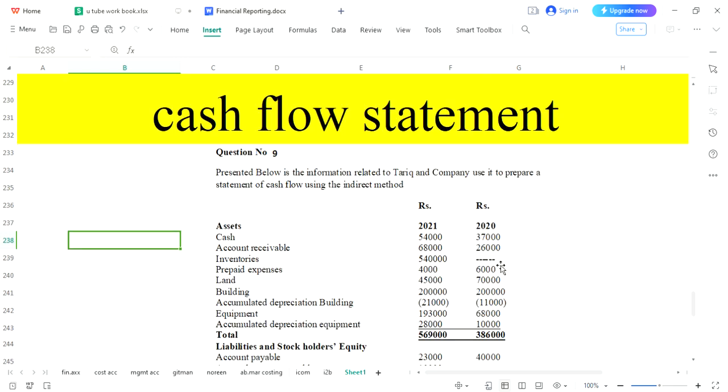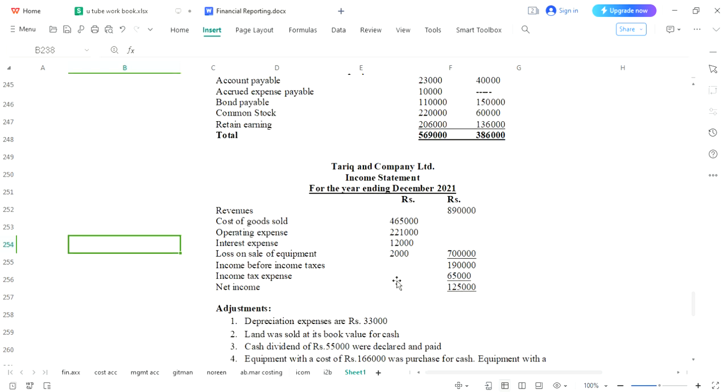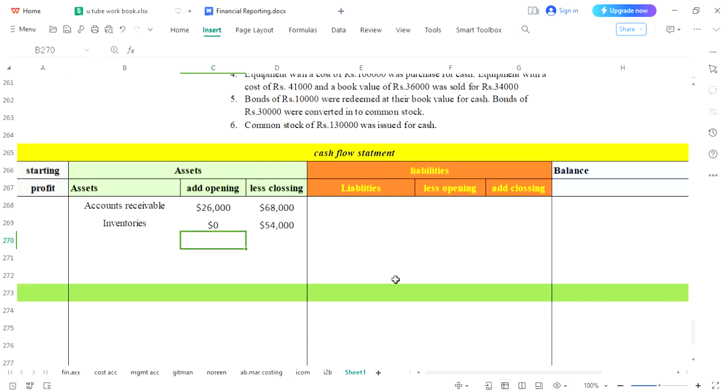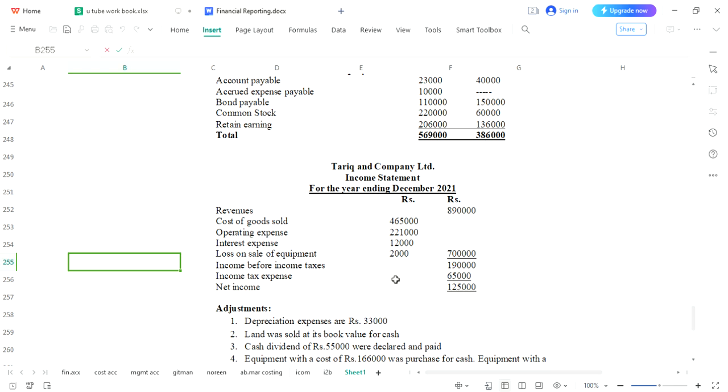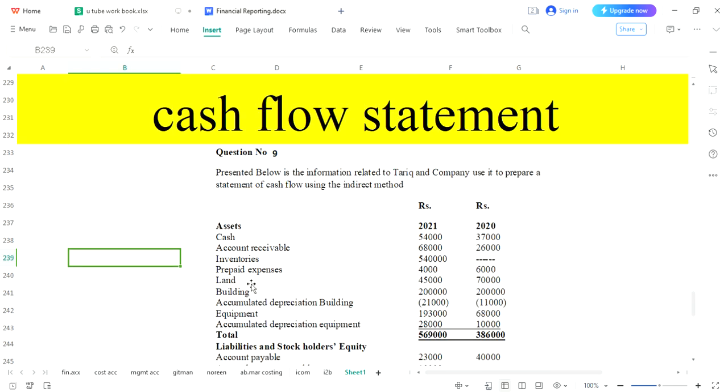The next asset we have is prepaid. Yes, it would be taken 6 and 5,000. So you will write 6,000 and 4,000 over here. These are your prepaid expense. Next entry we are looking forward to is land. From land to accumulated depreciation, all are fixed assets: land, building, equipment. We will see them a little later.